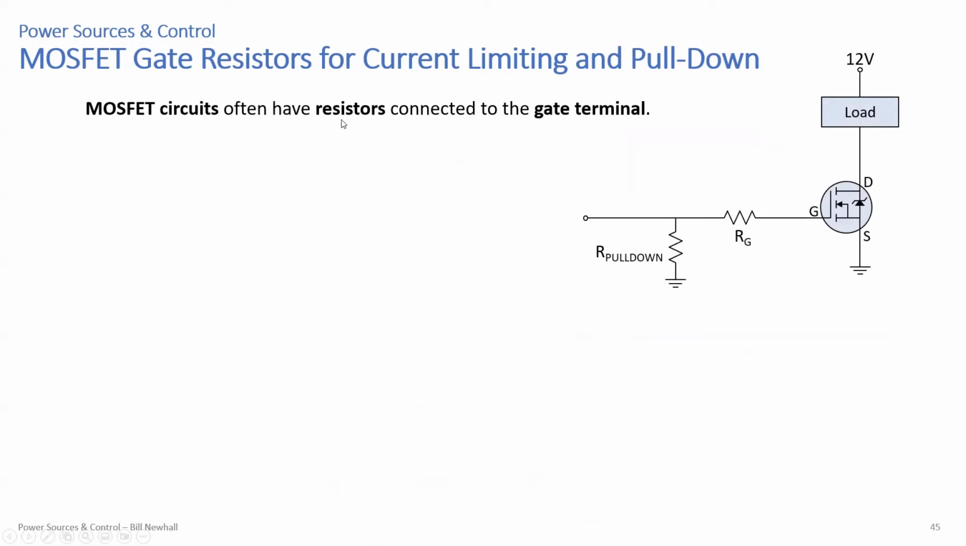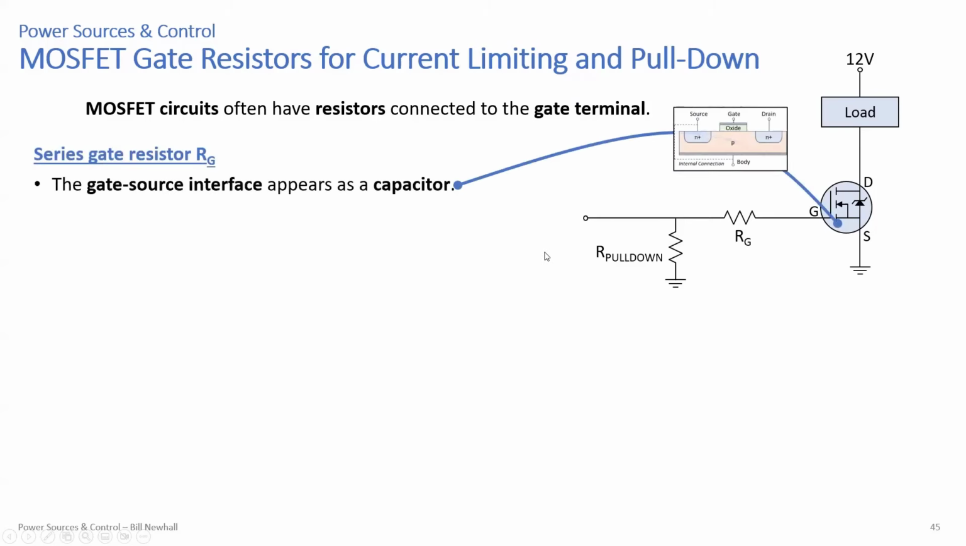Okay, so MOSFET circuits often have these two resistors connected to the gate terminal. You saw this in your lab project schematic. You have this R sub G gate resistance and this R sub pull-down, a pull-down resistor. So that series gate resistor is for this purpose. That gate-to-source interface appears as a capacitor. Remember, the gate-to-source is isolated by a dielectric, an insulator there. So that means you have essentially a capacitor in this device unintentionally.